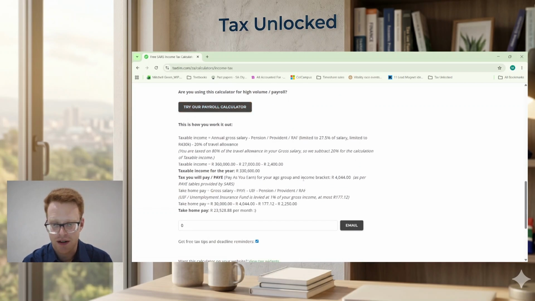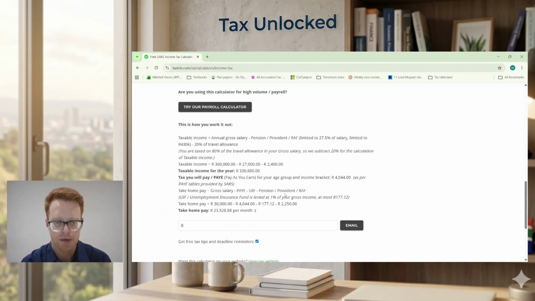Now, when you think about it, your marginal tax rate, the tax rate that a lot of people refer to when they're talking about income tax, is probably 27% if you're earning 30,000 Rand a month. But in reality, your effective tax rate, which is your total tax divided by your total income, is closer to about 13%. That's 4,000 Rand per month divided by 30,000 Rand, about 13%.